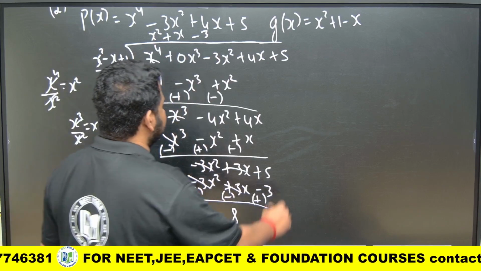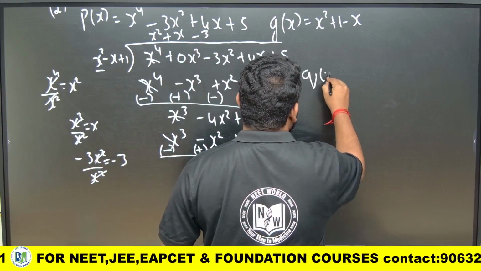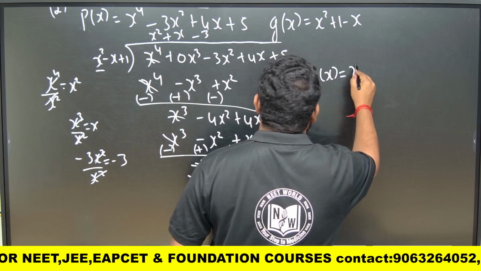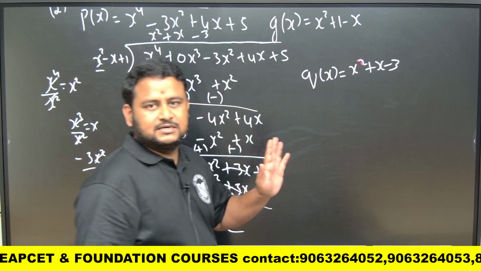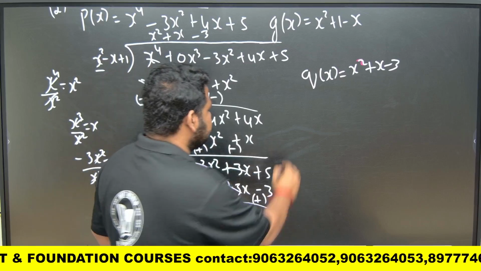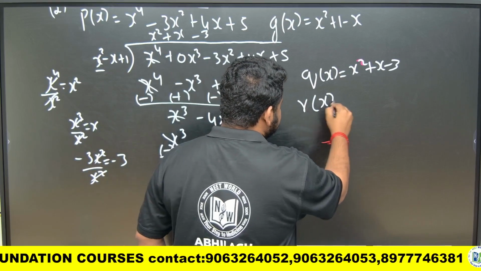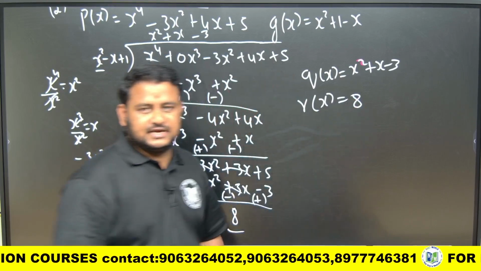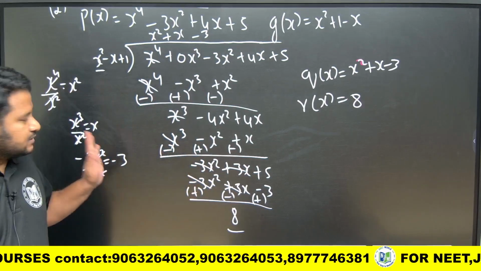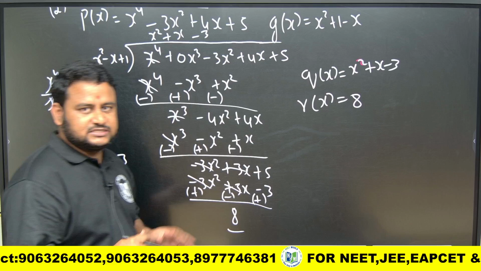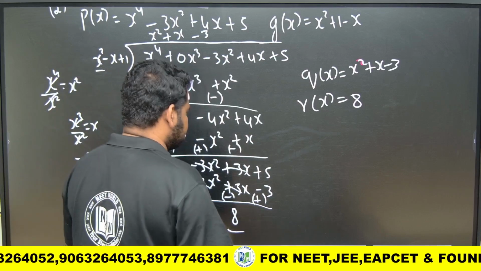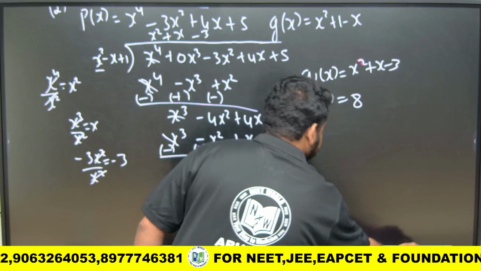So what is the quotient, friends? For this question, the quotient q of x is x square plus x minus 3. Now what about the remainder? The remainder r of x is 8. Clear? You can have a look at it. This is how you have solved this question. Is it clear? Okay, let us go to the next question, friends.